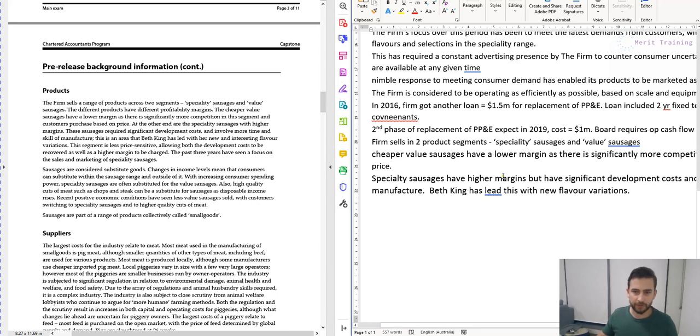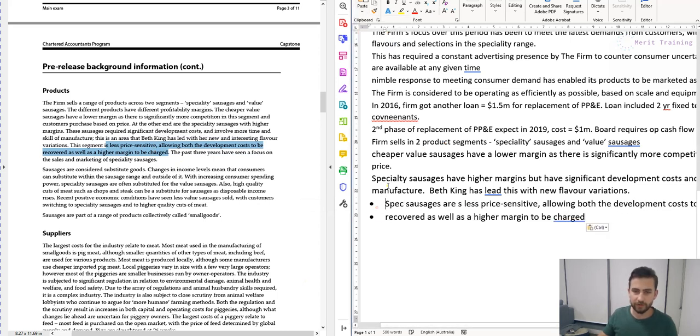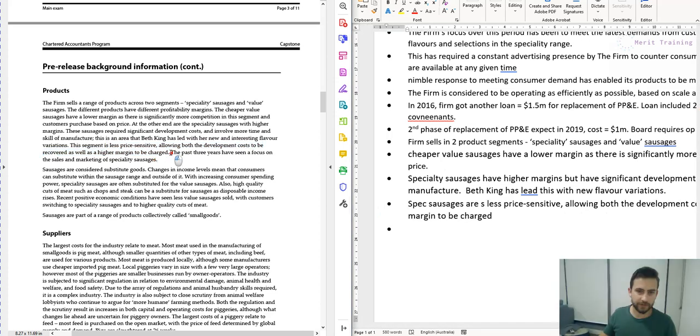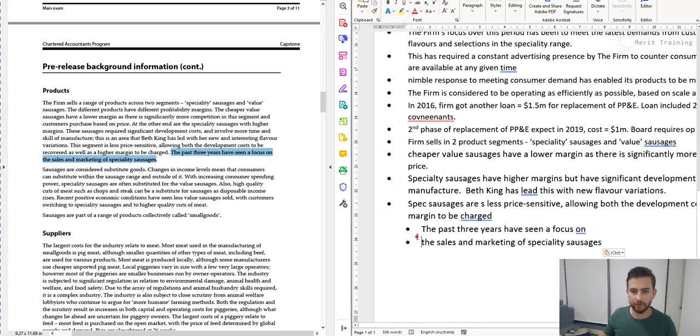So I'm also going to say specialty, I'm going to call it spec sausages, are less price sensitive, allowing both the development cost to be recovered as well as a higher margin to be charged. Just combine that point. In the last 3 years, have seen a focus on the sales and marketing of specialty sausages. There you go.